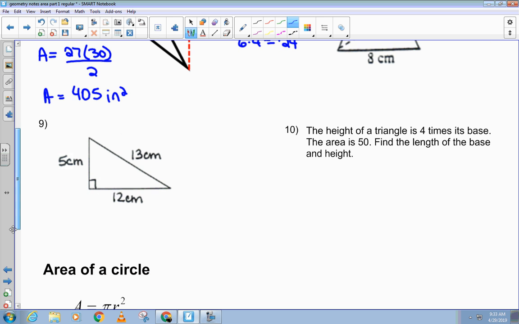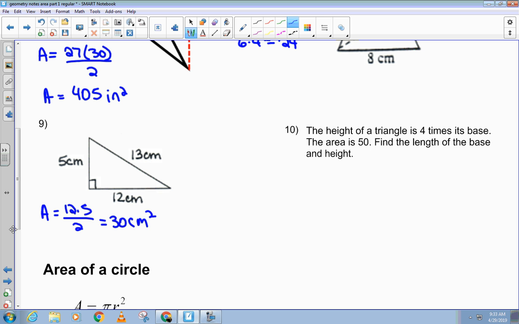Okay, got a couple more here. What are the base and the height on this one? 5 and 12. This one's a right triangle, so it's the legs, right? Okay, so I would do 12 times 5 divided by 2. Could I take 2 into 12? 6 times 5, which gives me 30 centimeters squared. I didn't even need my calculator, did I?